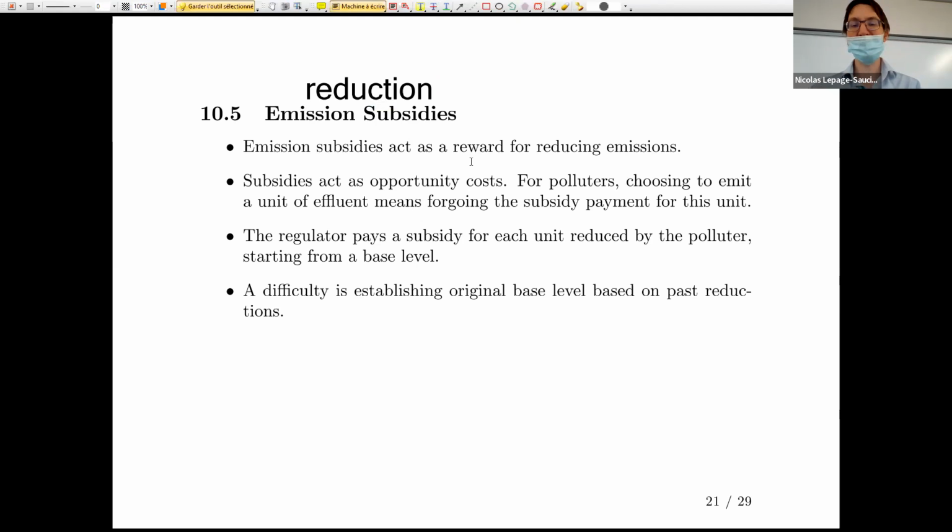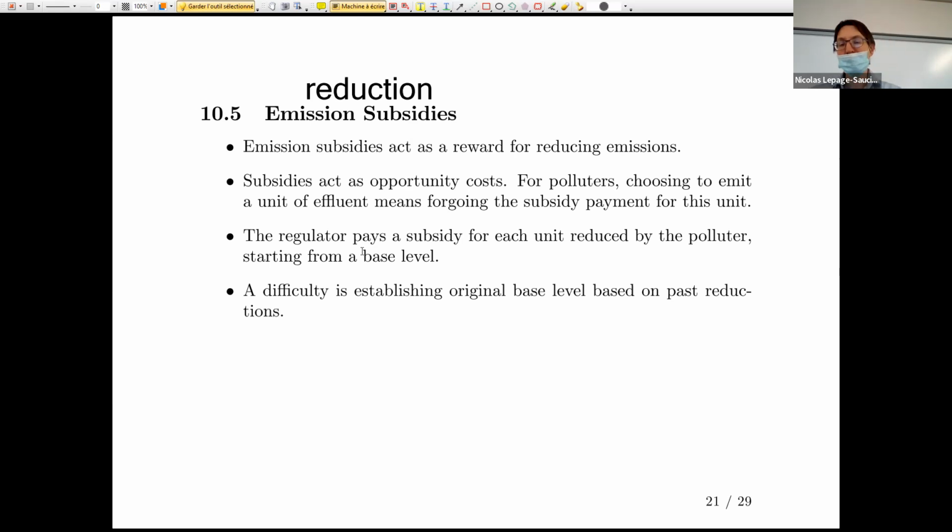So how does that work? Well, they act as a reward for reducing emissions. They act as opportunity costs. So the question for the firm now is, should I emit this last emission? Well, if I emit it, then I don't have to pay for the abatement, but I lose the money that I would gain from not emitting it, because I lose the subsidy I would receive. So that's the opportunity cost of emitting this last unit. Rather than emitting and paying the tax for emitting it, I emit, but I don't gain the money I would gain otherwise by abating it.